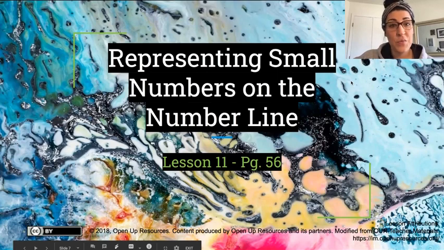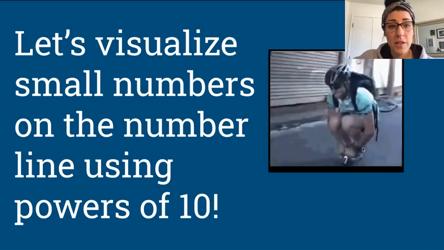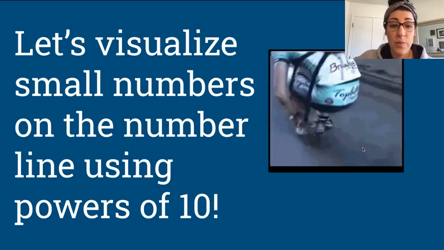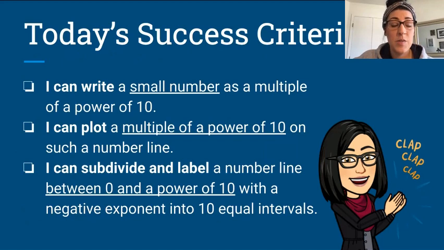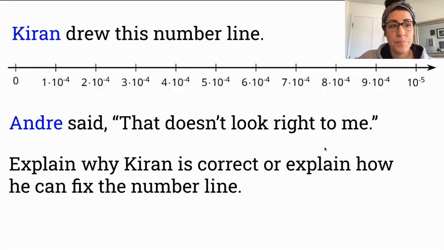Welcome to lesson 11, where we will be representing small numbers on the number line. We'll be visualizing small numbers on the number line using powers of 10. To be successful at this lesson, you'll be able to write a small number as a multiple of a power of 10. You'll be able to plot a multiple of a power of 10 on such a number line, and subdivide and label a number line between 0 and a power of 10 with a negative exponent into 10 equal intervals. We start with the warm-up, small numbers on a number line.